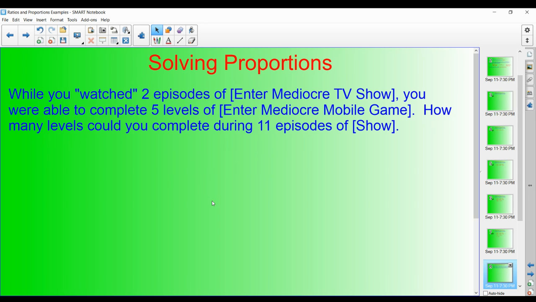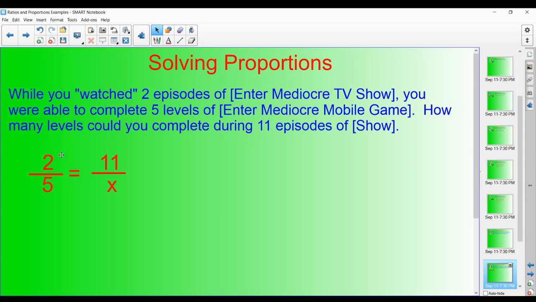But let's say we were looking at a situation problem. We need to understand how to set it up. So let's say you're watching two episodes of your TV show while playing games on your phone, because that is the sad reality of life nowadays. You watched two episodes of your show and you were able to complete 5 levels of your video game. How many levels of your video game could you complete during 11 episodes of your show?